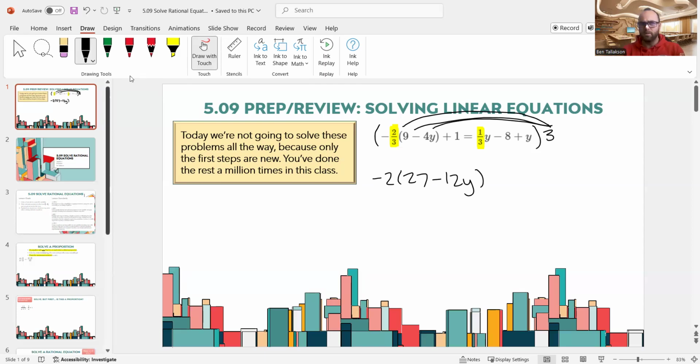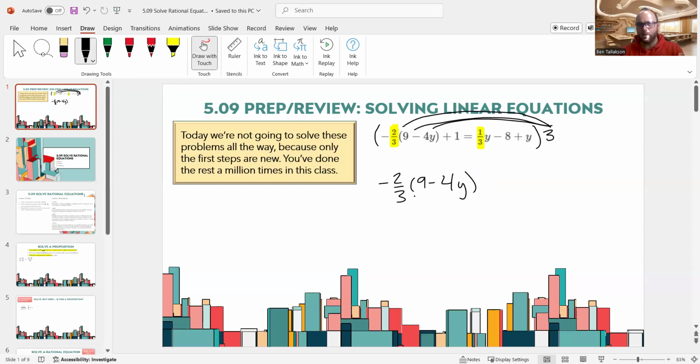Right here is where the most mistakes happen. Let's talk about and show why this isn't correct. Okay? Let's, for a second, look at and focus on this part of the equation and ask ourselves what's really happening. Well, we know the -2/3 is touching the 9 minus 4y. That means multiplication is happening.